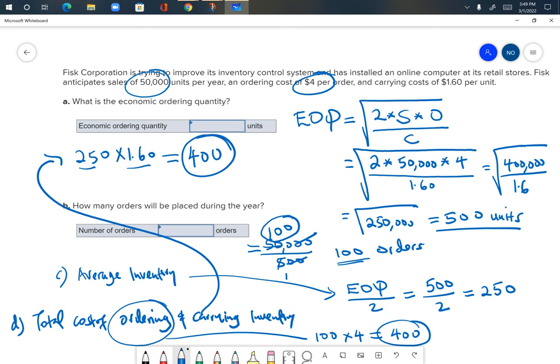Okay, that's just how you're going to approach the question. But the key idea here is you have to make sure you get the correct EOQ. Otherwise, if the EOQ is wrong, it's going to throw off your numbers for part B, part C, and even part D. So you have to make sure that part A is correct before you can move to part B, part C, and so on.